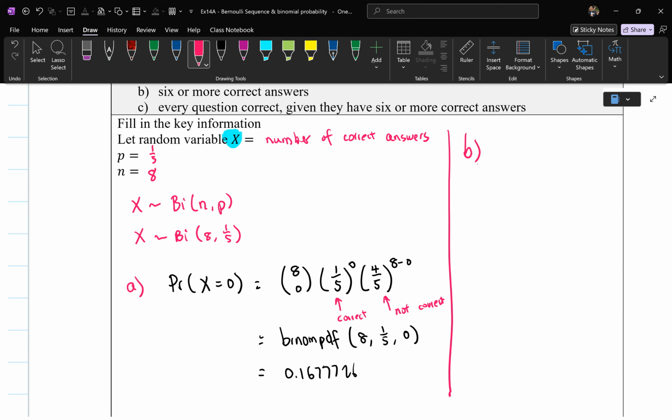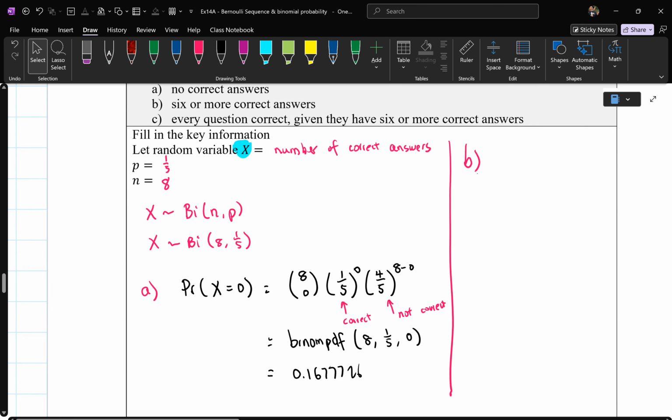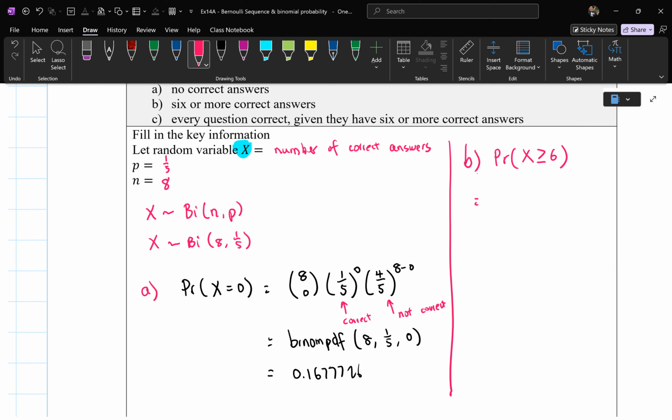Here we go. B. 6 or more correct answers. So probability of X is greater than or equal to 6. How do we do this? CDF. What's the lower bound and upper bound? Lower bound 6, upper bound 8. Beautiful. So in this case, it's probability of 6 plus probability of 7 plus probability of 8. So that would have been X equals 6 plus probability of X equals 7 plus probability of X equals 8.